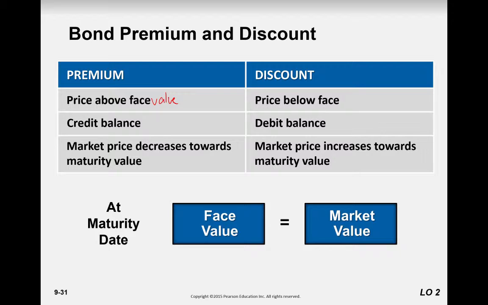And then the premium account has a credit balance, and the market price decreases towards the maturity value. Now at a discount, the price is actually below the face value, so discounts have a debit balance, and here the market price increases toward maturity. At the maturity date, they both equal. Face value and market value are the same.